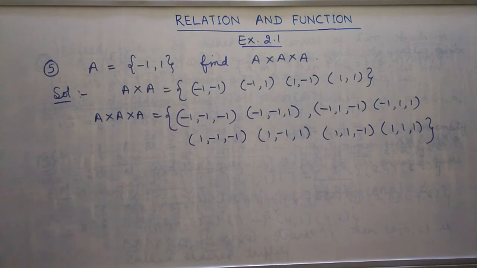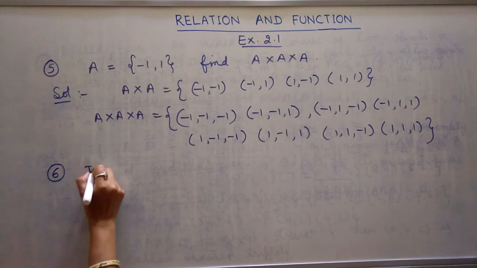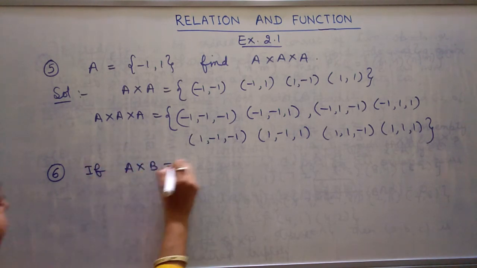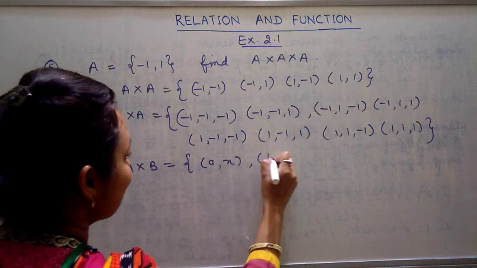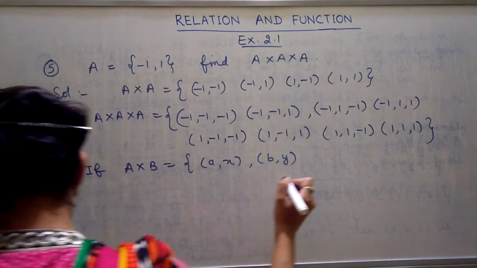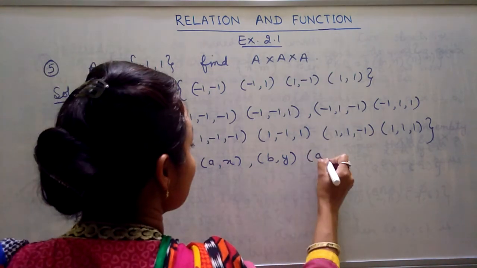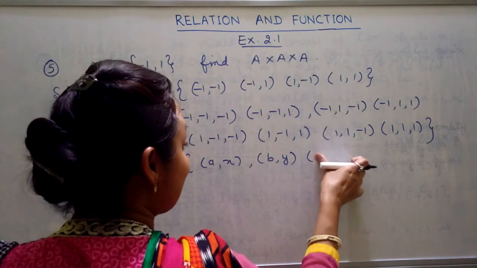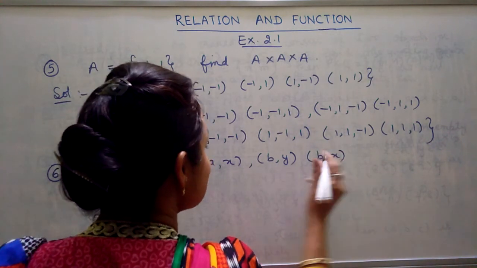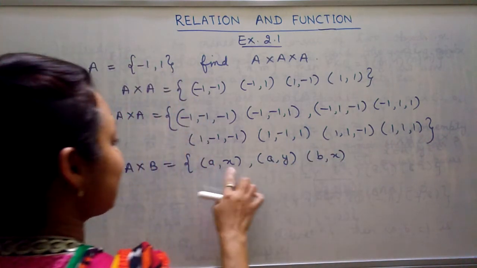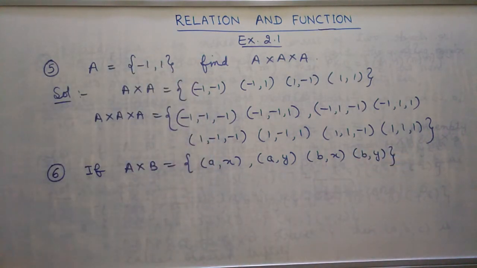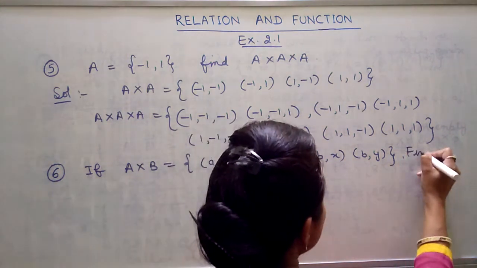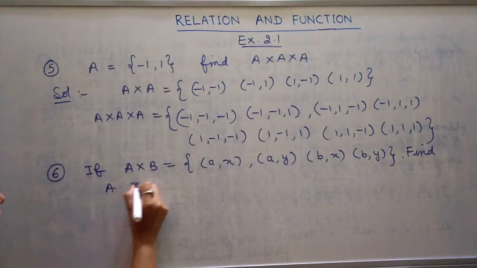Now the next question is number 6. How to solve the sixth question? Sixth is: if A cross B is given as {(a, x), (a, y), (b, x), (b, y)}, that is AX, AY, BX, BY, find A and B. The question states to find A and B. How can you find A and B?